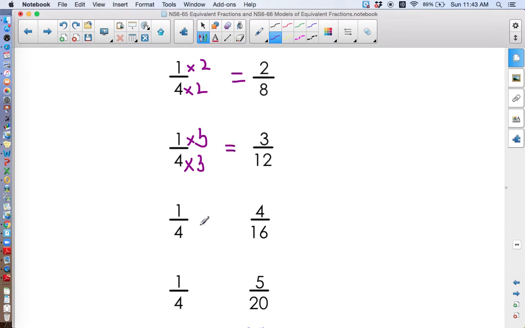If I'm multiplying 4 by a number to give me 16, I'm going to come up with the number 4. 1 times 4 is also 4. So you're always looking for a number you can multiply your original fraction by to give you another fraction. 4 times 5, and whatever I do to the bottom, I must do to the top. So that's how you can do it without looking at fraction strips.